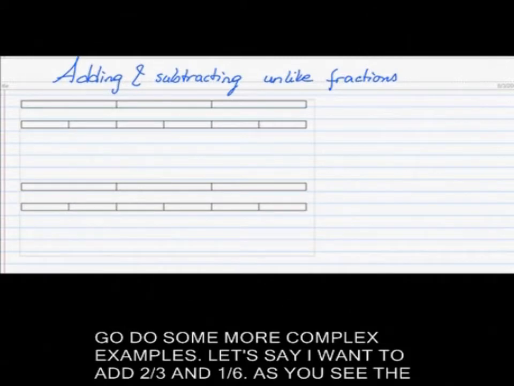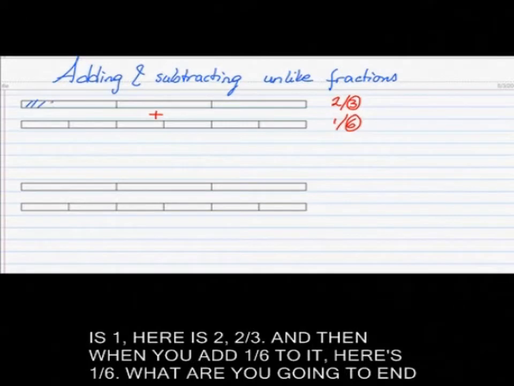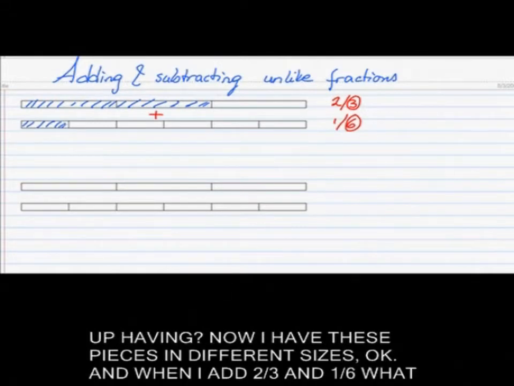Let's say I want to add 2/3 and 1/6. As you see, the denominators are different, so these are unlike fractions. So let's color these. 2/3 is, here is 1, here is 2, 2/3. And then when you add 1/6 to it, here's 1/6. What are you going to end up having?